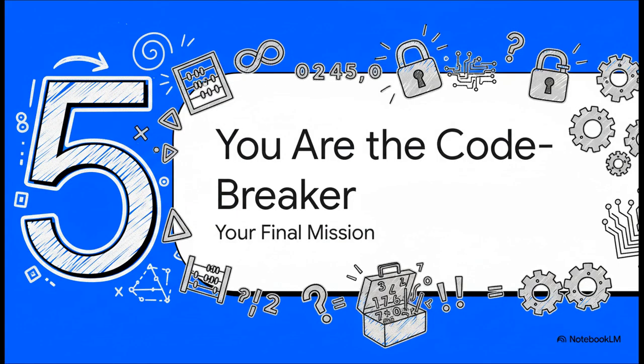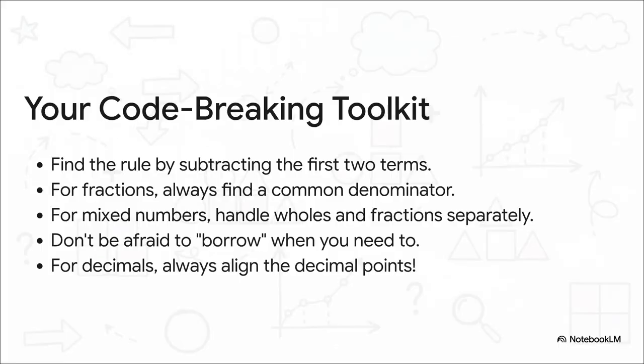And that's it. We've done it. We've tackled whole numbers, fractions, mixed numbers, and decimals. You've faced every challenge, and you've learned every secret technique. Now, you are the code breaker. So let's review your toolkit for your final mission. Here is your complete code-breaking toolkit. First up, the master key. Find the rule by subtracting the first two terms.